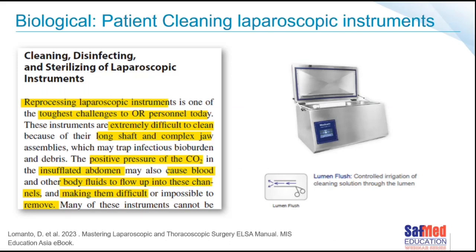We can expose our patients to biological materials, as we said. Think about it, laparoscopic instruments that are so complex, if we don't clean them properly, we're putting our patients at risk. A point always important to remember, of course, that in laparoscopic surgery, we've got this positive pressure of the CO2 and this inflated abdomen that can cause blood and body fluids to fly up our various channels of our lumens, making it quite complex. So think about proper cleaning with proper lumen flush.